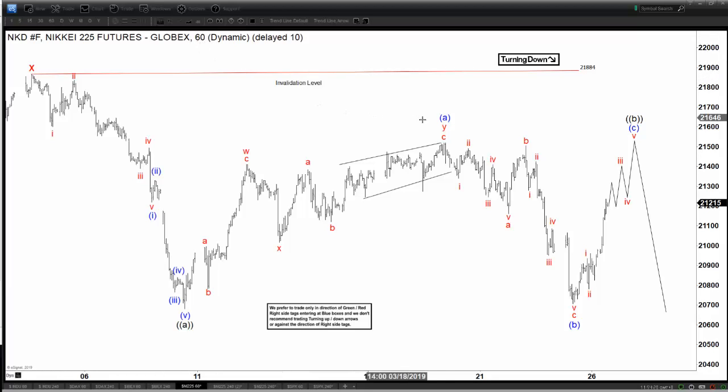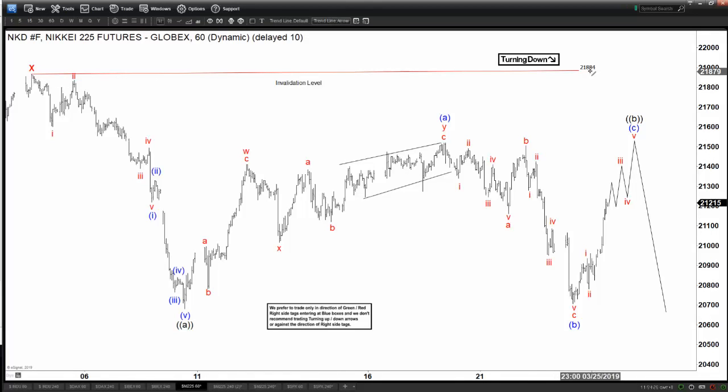This is the 60 minutes chart, the 1 hour chart. And we can see right here that the rally to 21,884 ended with X in the Nikkei. And since then, the index has started the next leg lower. We are calling this move an impulse, 5 waves down, with 1, 2 extended, 1, 2, 3, 4, 5, and then the bounce here.